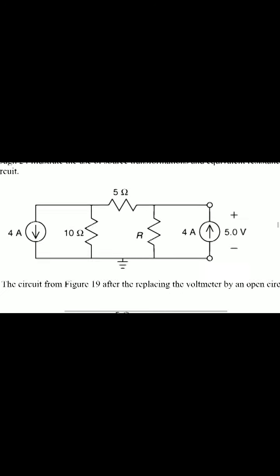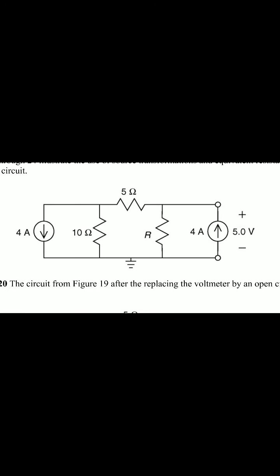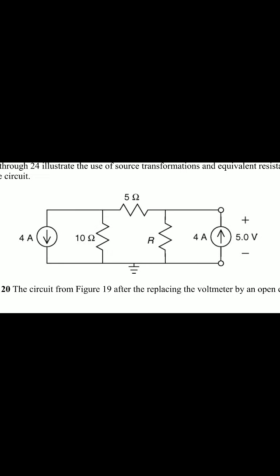And 4 amps on the left side and 4 amps on the right side. The 4 amps is downwards on the left side and 4 amps is towards the upward side, with 10 ohms, 5 ohms and resistance R. Here the voltage across the 4 amp source is 5 volts and it determines the resistance.